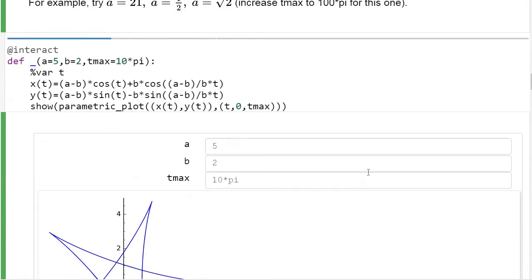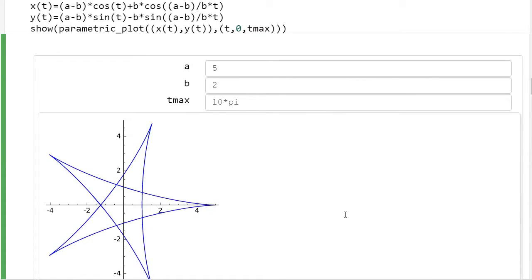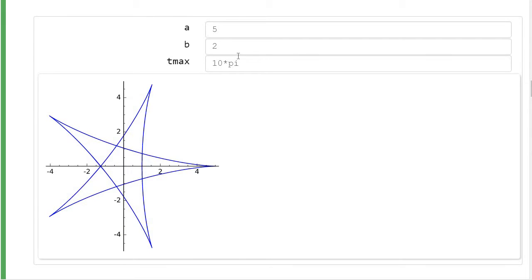So I made this little interactive box. This is a and b, a couple different constants that show up in the equations. You can see where the equations are here. There's the difference of a and b times cosine of t, plus b times the cosine of (a minus b over b) times t, and then y is similar but with sine. And so kind of a strange mixture of these numbers a and b, and they do interesting things to the picture. Here a is 5 and b is 2, sort of like choosing different sizes of wheels in your spirograph toy. We get this 5-pointed star here.